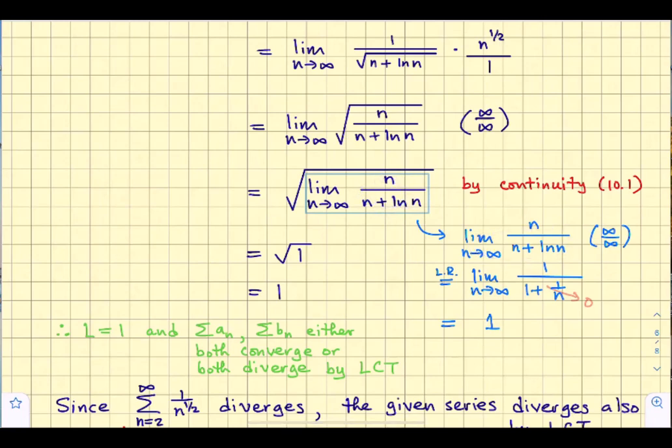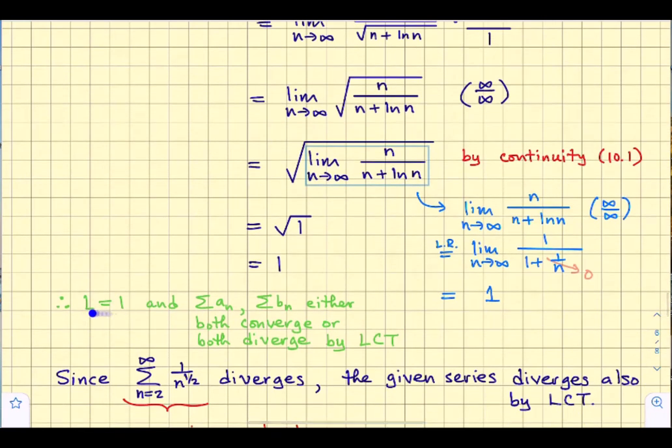Here it is. That's an infinity over infinity form, so by L'Hopital's rule, I get this. This term goes to 0, so the limit is 1. So I get a 1 inside the square root, which gives me a 1. There isn't anything sacred about the 1. What's important is that our L, this is the value of our capital L, is greater than 0 and it's finite. So the good news is the sum of the a sub n's and the sum of the b sub n's, whatever one does, the other does in terms of convergence and divergence.